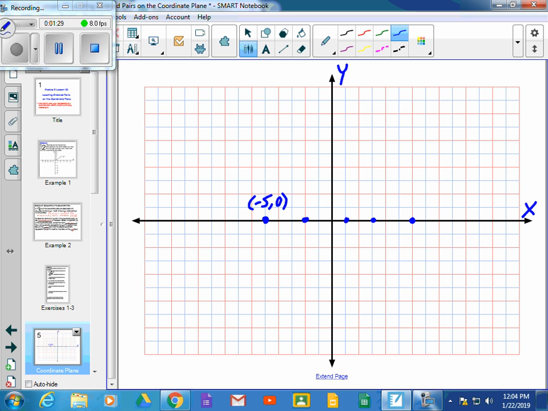The next point, I go 2 to the left, so that's a -2, and I don't go up or down, so that is a 0. My third point, from the origin, I went 1 to the right, so now I'm talking +1, and I did not go up or down, so I have 1, 0. The next coordinate is from the origin 3 to the right, so that's +3, and I don't go up or down, that's 0. And then finally, the last coordinate goes 6 to the right, so that's a +6, and I don't go up or down at all, so that is 6, 0.